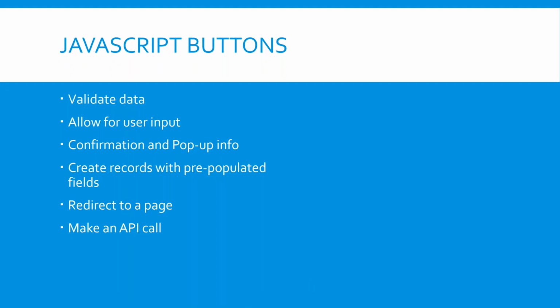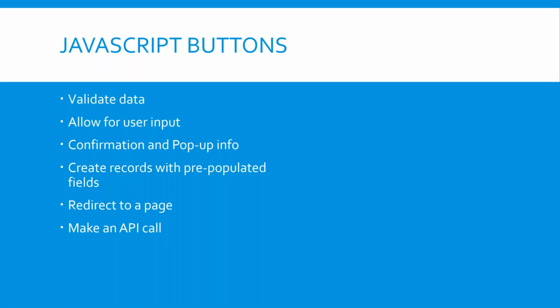But let's talk about what JavaScript buttons are good for, or were good for when we could use them. They were really good for validating data before allowing an action to take place. So if you wanted to send a user to a particular website, for example, only if the data on a particular record warranted that type of action, you could validate that the fields contained the data that you wanted them to. You could even allow for user input to modify that data. There could be confirmation and error pop-up messages. In my experience, those were usually error messages, but okay.